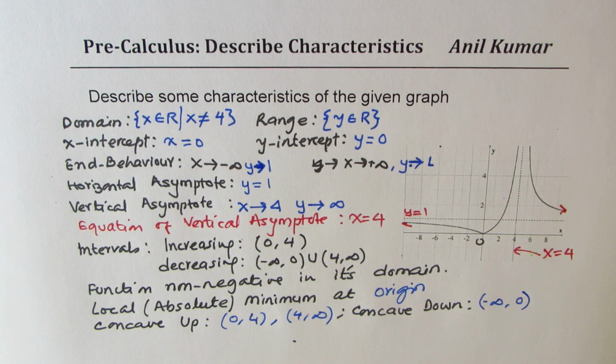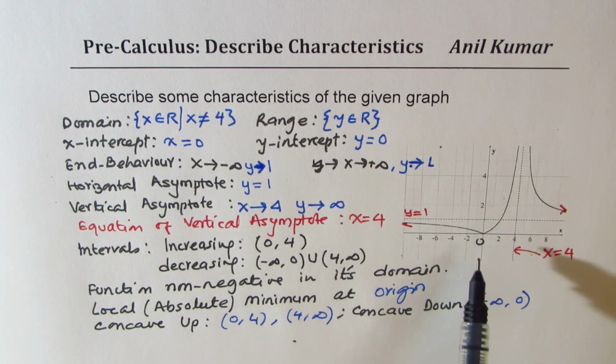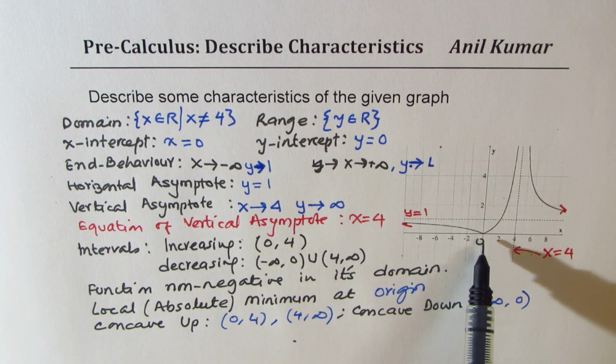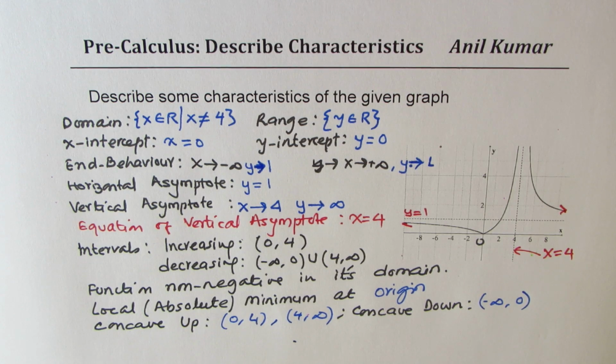Now in this particular case, we do not have any point of inflection. That's kind of important to understand. The concavity changes, however, we do not have a point of inflection here. It is kind of a sharp corner here, right? So that makes all the difference. So we'll understand more about this aspect later, but it's kind of unique to this particular function. But I hope with this, you have a clear idea of describing graphs of your functions.